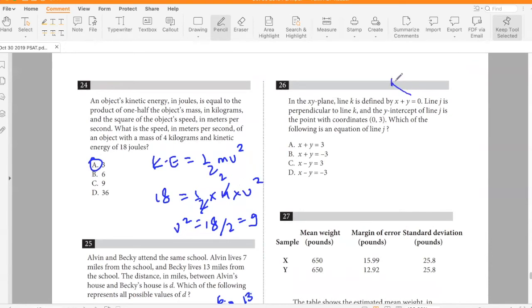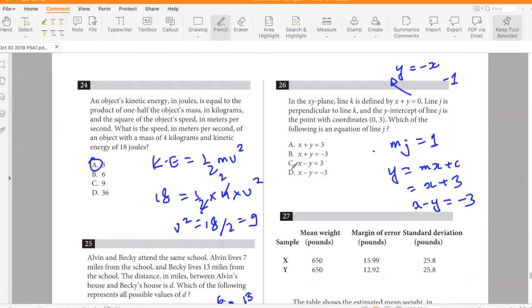So line K can be written as y is negative x. So the slope is -1. So the slope of line J will be +1 because they are perpendicular. And it passes through (0, 3). So y is mx plus c, so that's y is x plus 3. So we can write this as x minus y is -3, option D.